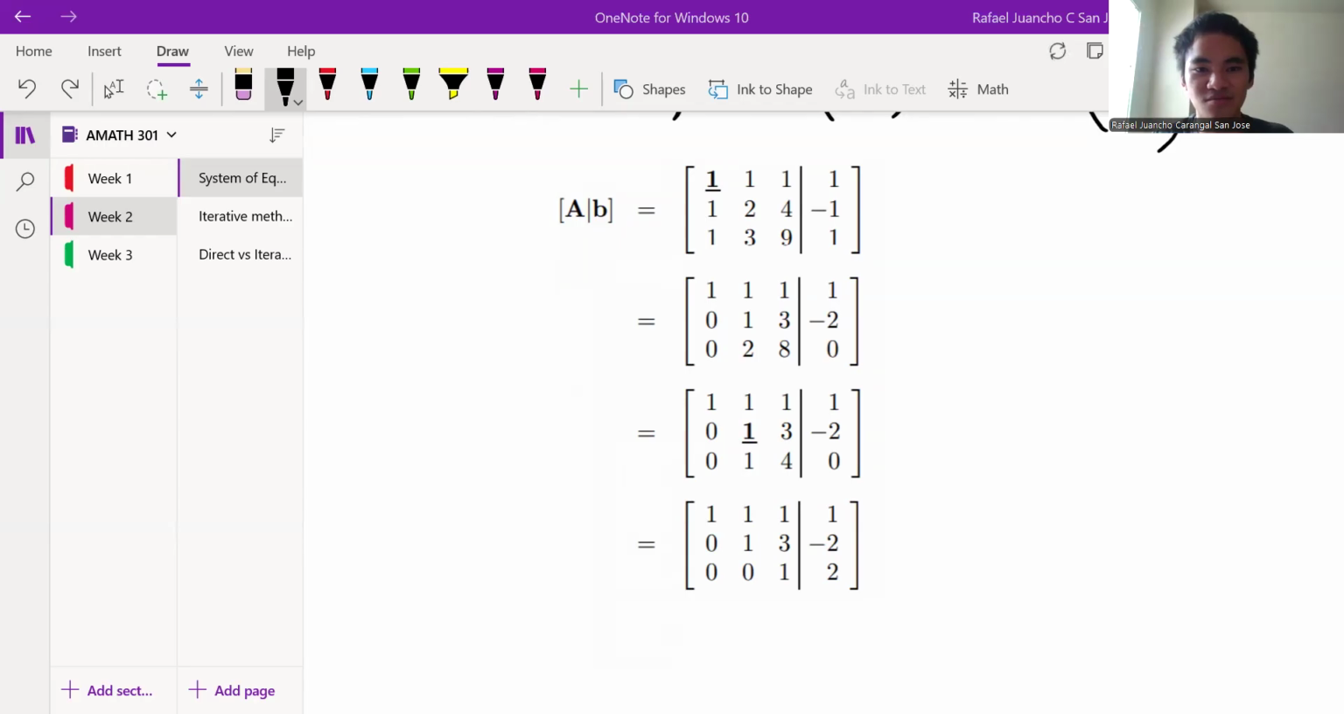Okay, let me Google how Gaussian elimination works. It's a method for solving systems of linear equations by transforming the augmented matrix. How does that work? I could swap two rows, multiply a row, or add a multiple of one row to another row.